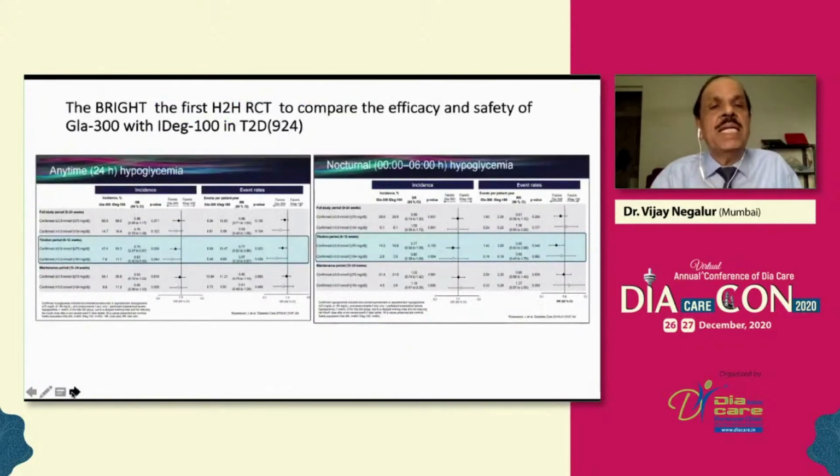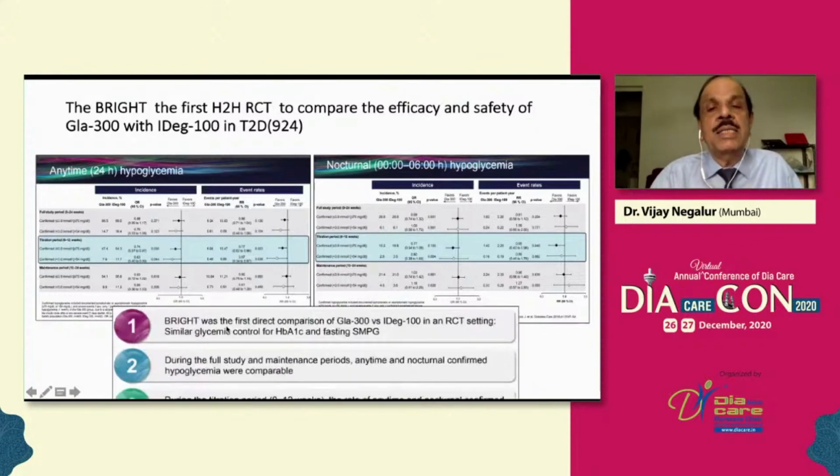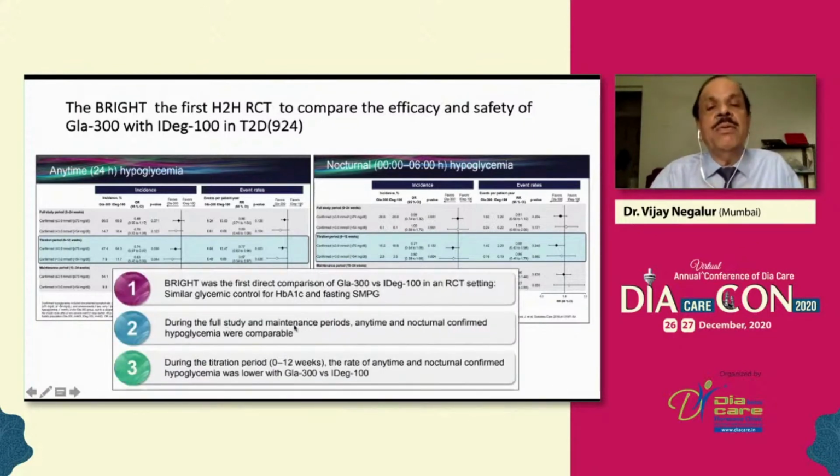Now we have the BRIGHT study, the first head-to-head randomized controlled trial, and it looked at hypoglycemia anytime and nocturnal hypoglycemia. What is striking is that in the initial titration phase, the Degludec had a higher incidence of hypoglycemia, both anytime and predominantly nocturnal hypoglycemia. Both showed a higher incidence in patients who were taking Degludec. So BRIGHT was the first direct comparison, and during the full study, the maintenance period, anytime and nocturnal confirmed hypoglycemia was higher in patients who used Degludec compared to Glargine.